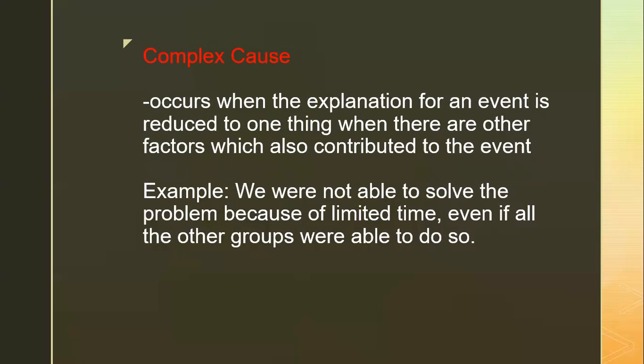Next is complex cause. It occurs when the explanation for an event is reduced to one thing when there are other factors which also contributed to the event. When you say complex cause, an event happened because of multiple events. In complex cause, an event happened because you believe that one event led to that event, when in fact, there are many things which contributed to why that event happened.